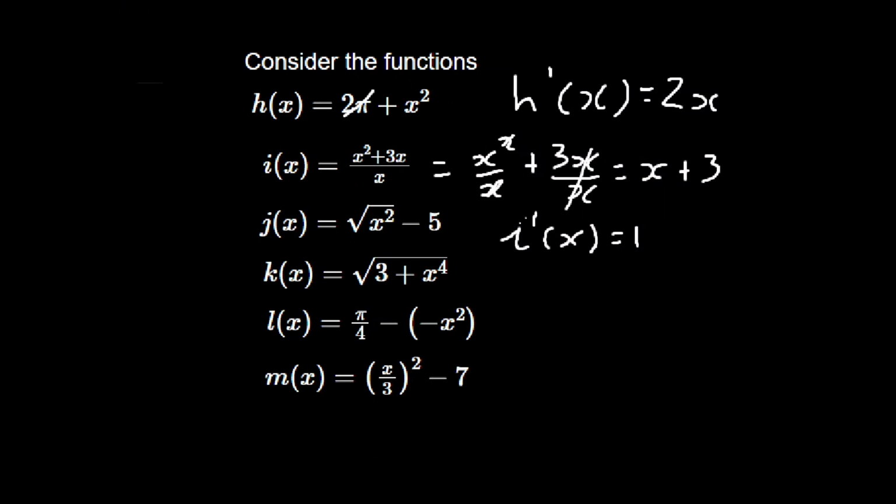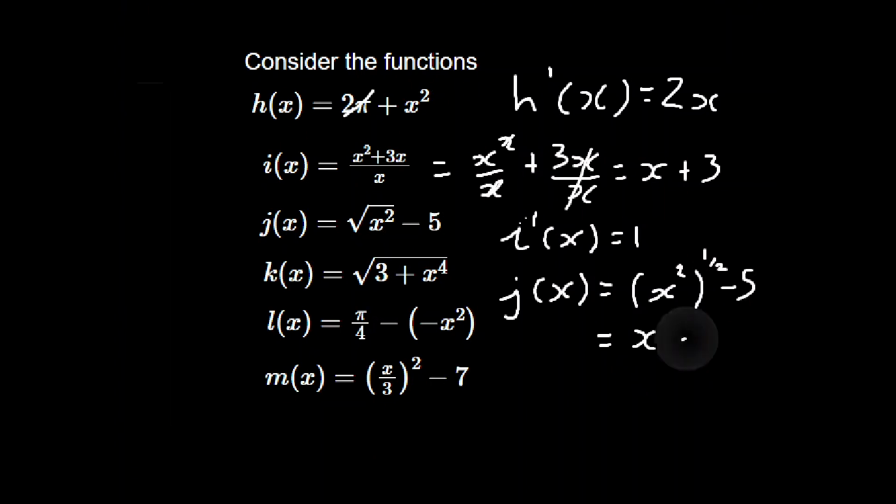Okay, so let's go to j of x. Let's simplify it though, because we can, and there's no point trying to work with that. So whenever we have a square root, we raise it to the power of 1/2. And that means that this is going to be x minus 5. So let's find the derivative of that one. And that would just be equal to 1. Same as before, right?